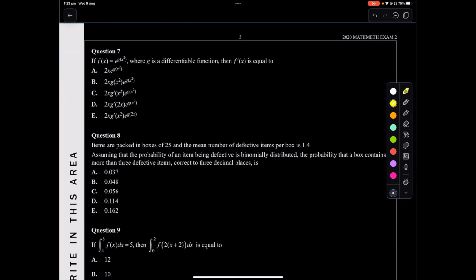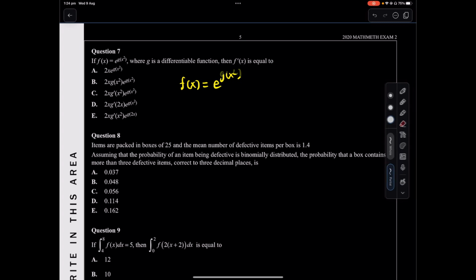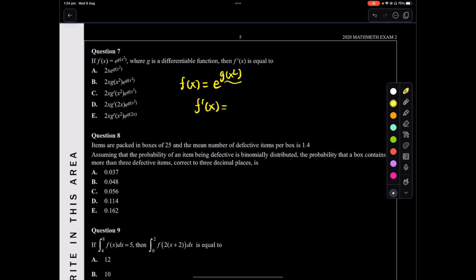If f of x is this, where g is a differentiable function, then f dash of x is what? Okay, so let's write the equation. f of x equals e to the g of x squared. Now normally when we find the derivative of an exponential, we try to find the derivative of this upper function on top of it. So your derivative would be, this is how we write it, f dash of x is this upper function. The derivative would be the inside function 2x g dash x squared, and write the original function, so e to the g of x squared.